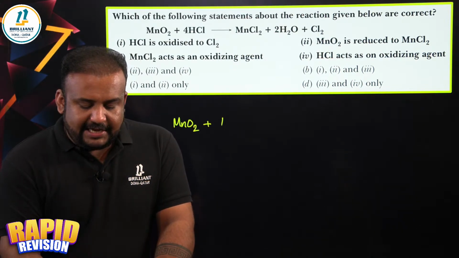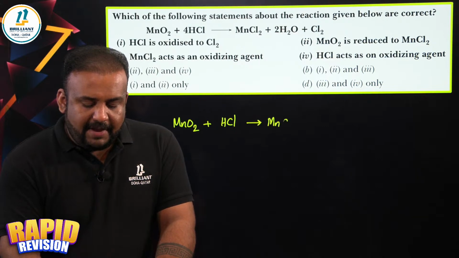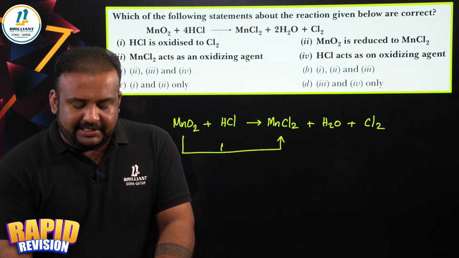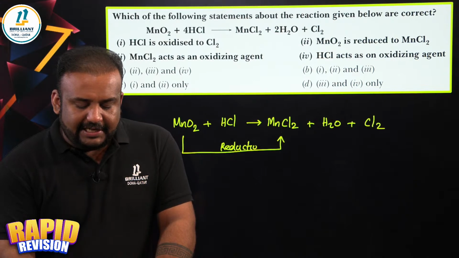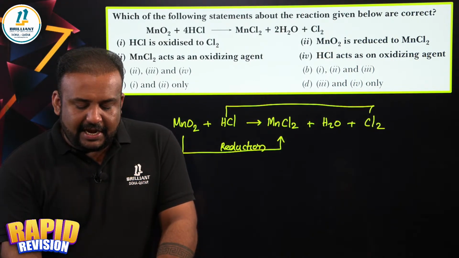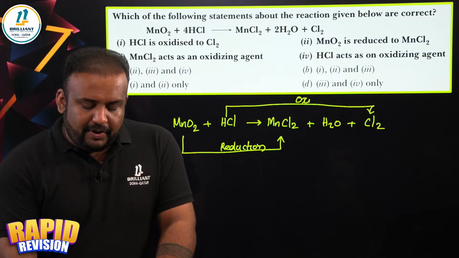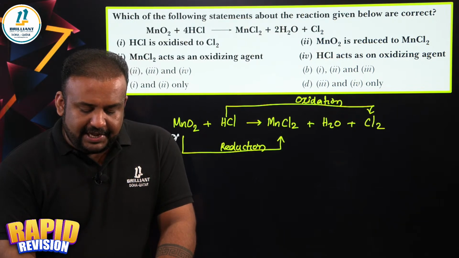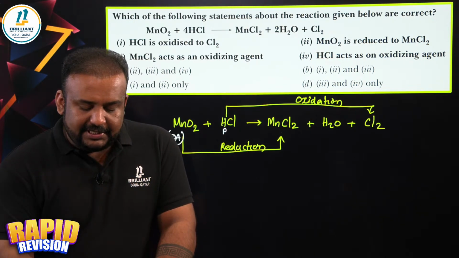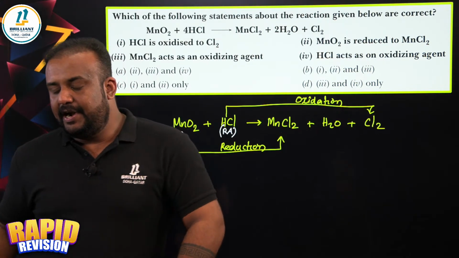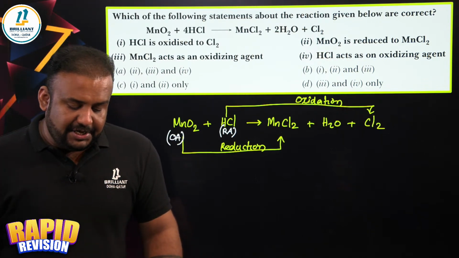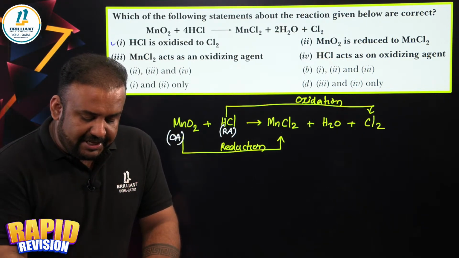MnO2 plus HCl giving MnCl2 plus H2O plus Cl2. This is the reaction. So here you can see that MnO2 is becoming MnCl2. So this is removal of oxygen, so that is reduction. And HCl is getting converted into chlorine, so this is removal of hydrogen, so that is oxidation. And I also told you that the substance that undergoes reduction is the oxidizing agent, and the substance that undergoes oxidation is the reducing agent. Now tell me, HCl is oxidized to chlorine. Is it true? That statement is true.